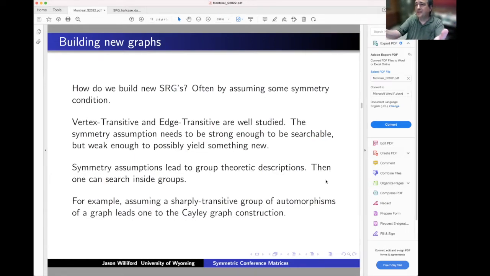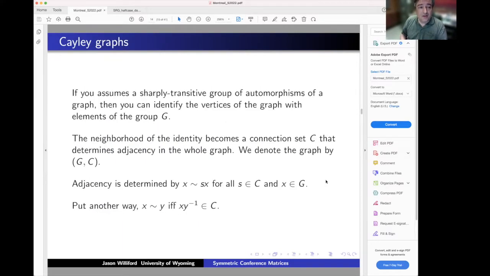So you can usually just take your symmetry assumption and turn it into a statement about, well, I'm looking inside the group for something. For example, I use the word sharply transitive. Some people use the word regular. Just the stabilizer is trivial. So transitive, but the stabilizer is trivial. If you assume that on a graph, for example, then you can identify the vertices of the graph with a group. And let's see, the previous speaker mentioned Godsil and Royle's book. You can see a description of a lot of that in their book.